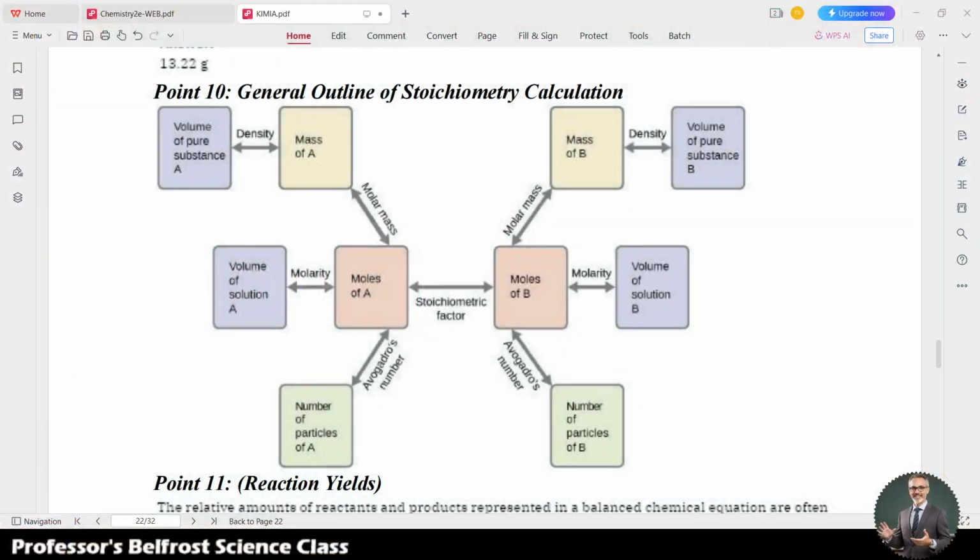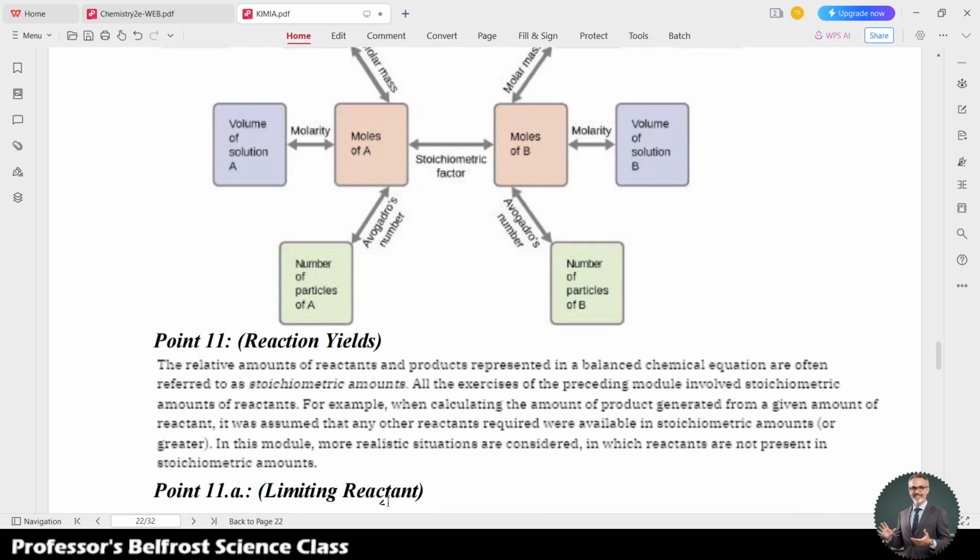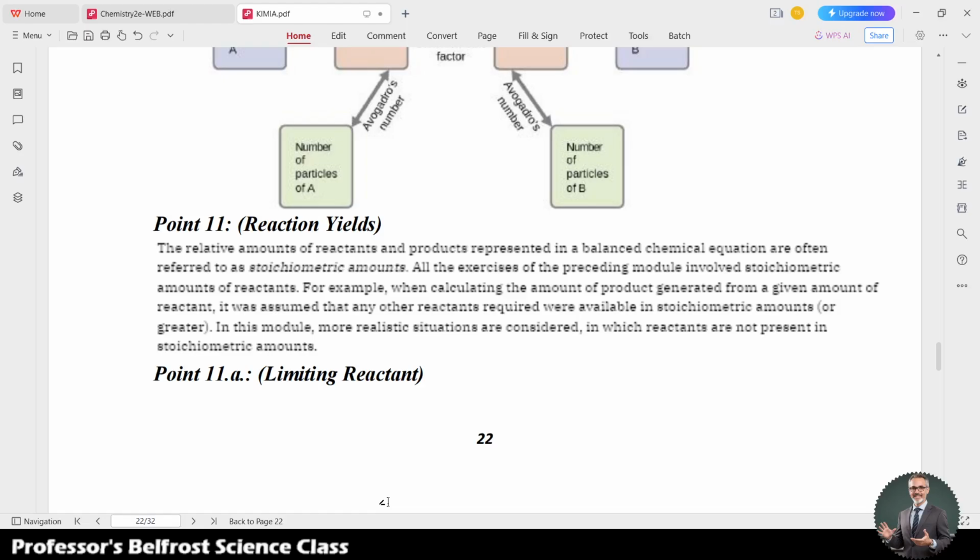Good. So, let's identify first. Okay, so the next thing that we'll learn in this chapter is about reaction yields, the relative amounts of reactants and products.